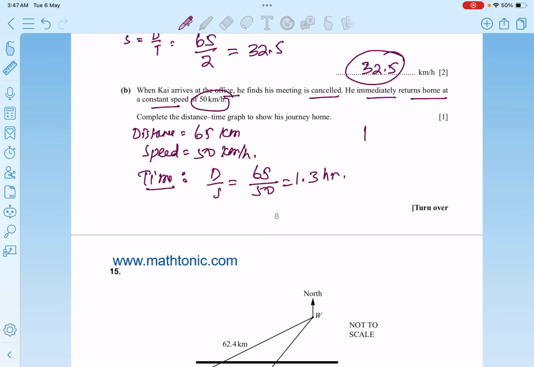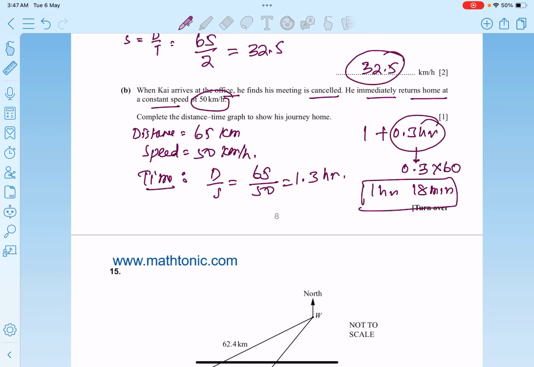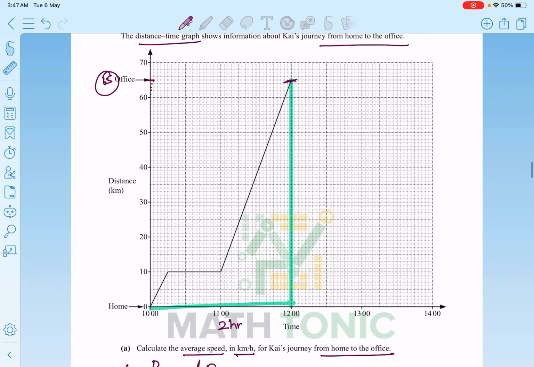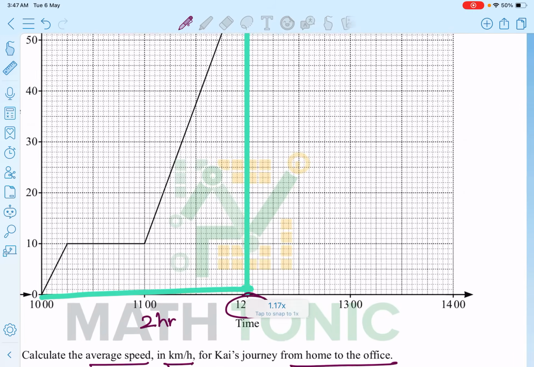So 1.3 means 1 plus 0.3 hours. If I convert 0.3 hours into minutes, 0.3 times 60 equals 18 minutes. So it will take 1 hour 18 minutes to come back home. So how to draw this? From 12 I'll add 1 hour 18 minutes, that means 1318. So how to find 1318?